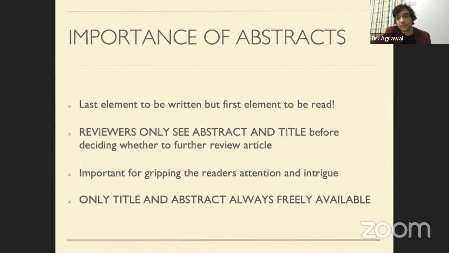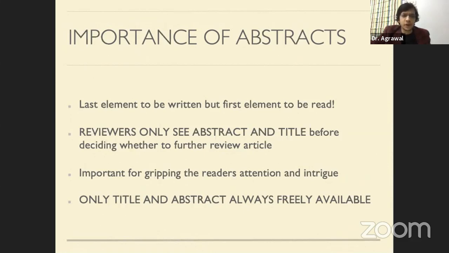Like I said, it's 150 to 200 words. That basically summates a whole article, and it's going to be the most common thing that either readers see or reviewers see. Okay, and reviewers can only see the abstract and title before deciding whether to further review the article. So if the abstract and title do not make sense or are not good enough, a reviewer can decide to just reject the article outright.